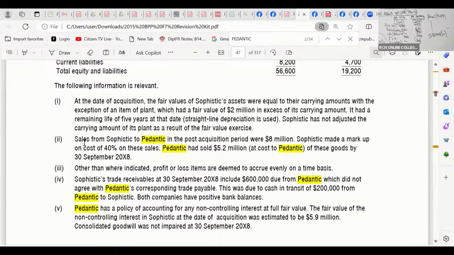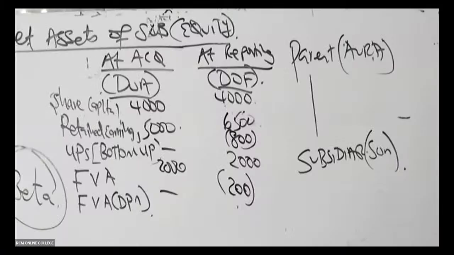We are told here, sales from Sophistic to who? To Pedantic. Remember, Pedantic is the parent. Sophistic S is the subsidiary. So I can see it is the son here who sold to the parent. So this is bottom up. It's abnormal. And if it's abnormal, we must subtract the UPS. Whenever it is bottom up, we must always do what here? Subtract it from the equity at reporting.